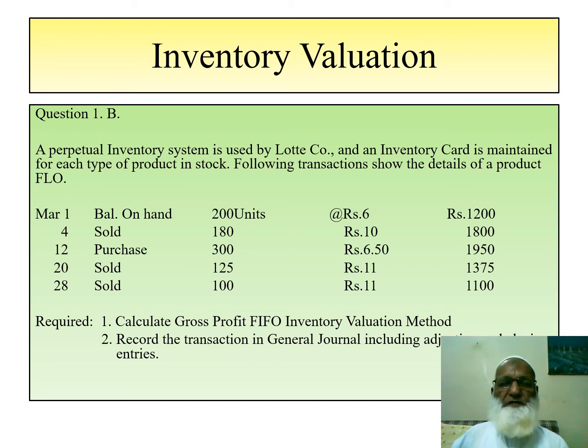Then on March 12 we purchased 300 units, with a per unit cost of 6.50 and a total cost of 1950. And on the 20th and 28th we sold 125 and 100 units at 11 rupees per unit, and the total sale amounts are 1375 and 1100.